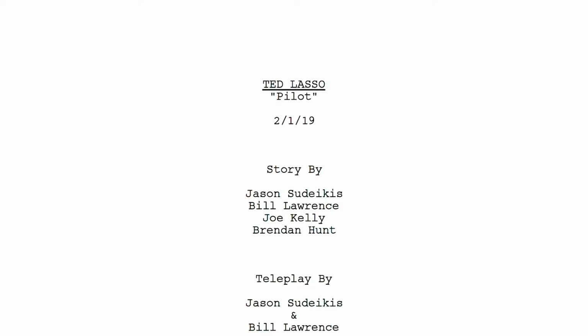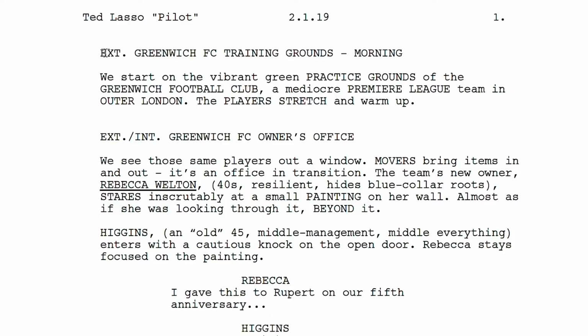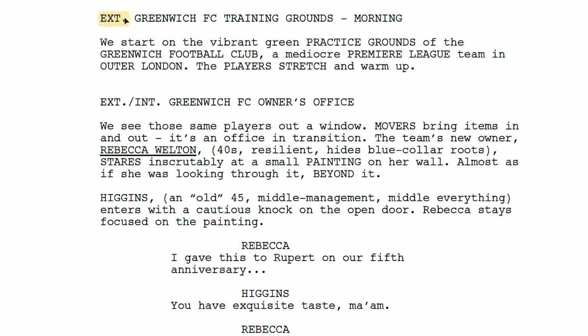To help visualize what I'm talking about, I'm going to use the Ted Lasso pilot script to show you the different elements that I'm talking about. One of the first things you'll see when you look at a script is the slug line, which is also sometimes called a scene heading, and this is separated into 3 different parts. First is interior and exterior, which is shown by INT period or EXT period, and this basically just shows whether the scene is happening inside or outside.